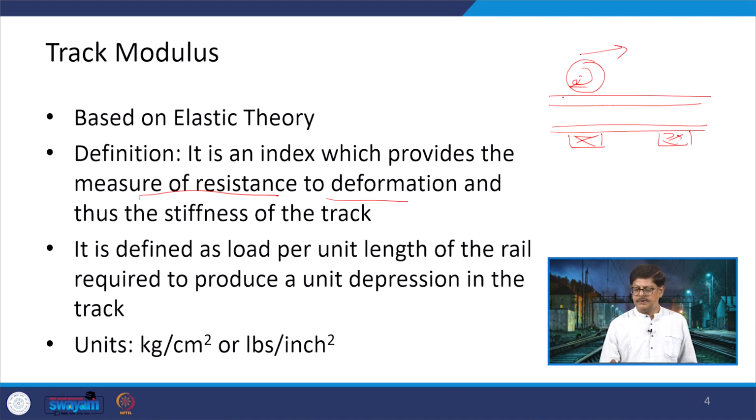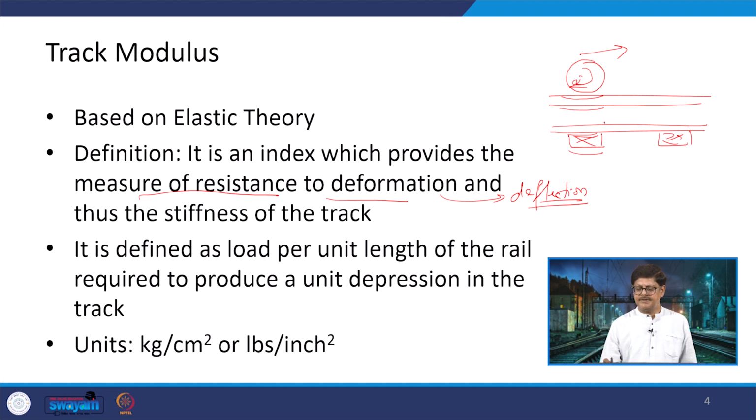Because of this wheel, there is going to be some deflection here, and that deflection will also go into the lower layers. That is the meaning of the elastic theory. So, it provides a measure of the resistance to deformation. Here, when we say deformation, we are more interested in deflection, because total deformation can become a distress.